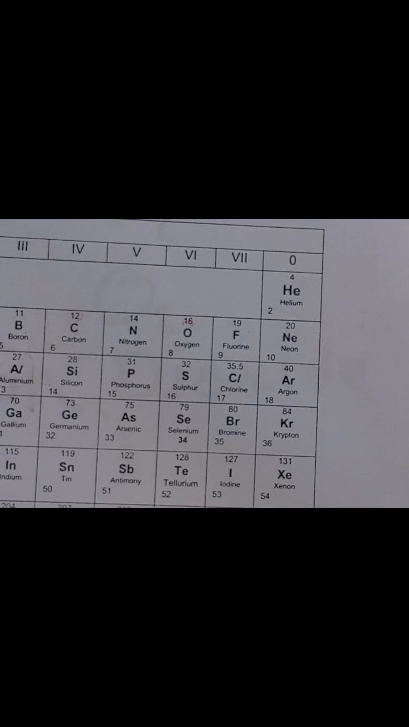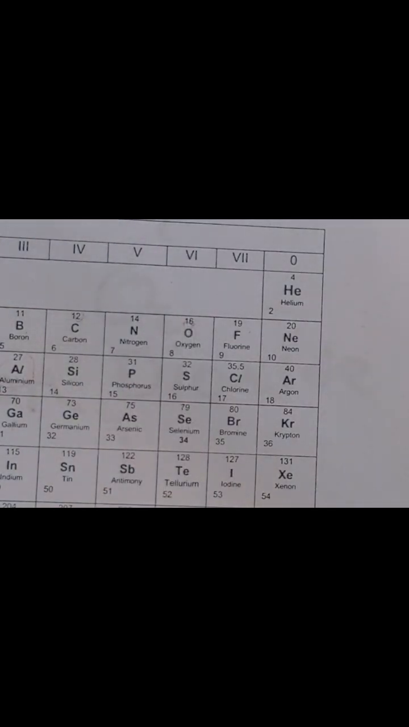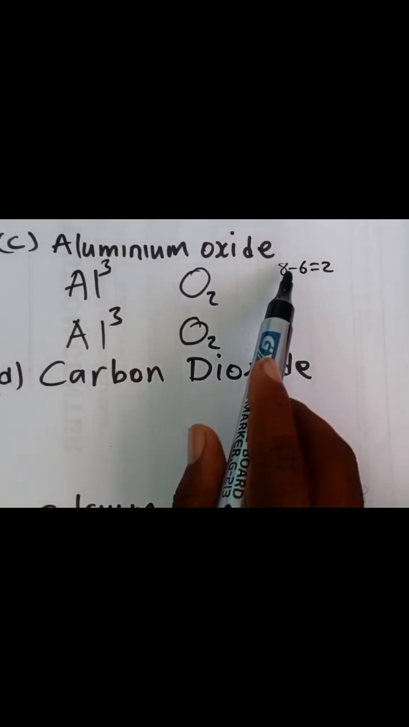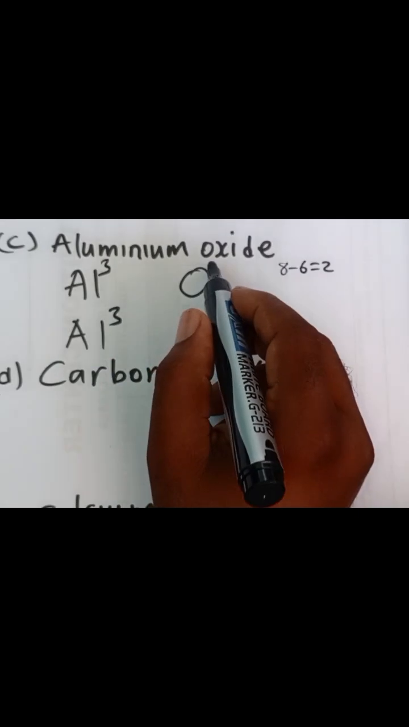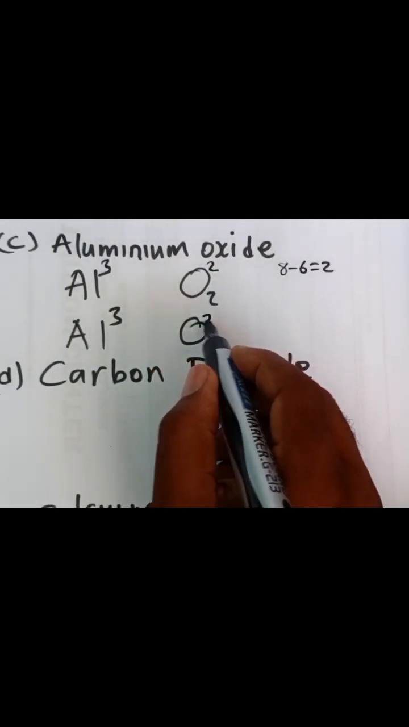If I want the valence number of a non-metal, I will subtract the group number of the non-metal from 8. Oxygen is a non-metal coming from group 6. So for me to find the valence number of oxygen, I will say 8 minus 6. So 8 minus 6 is equal to 2. So 2 is the valence number of oxygen. The valence number of oxygen is 2.